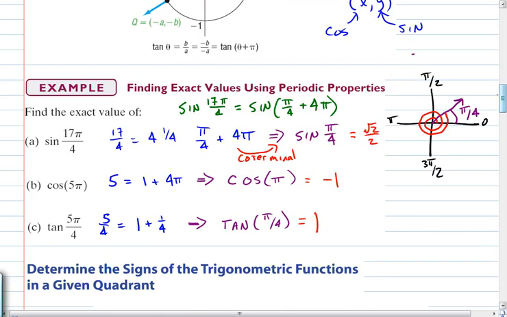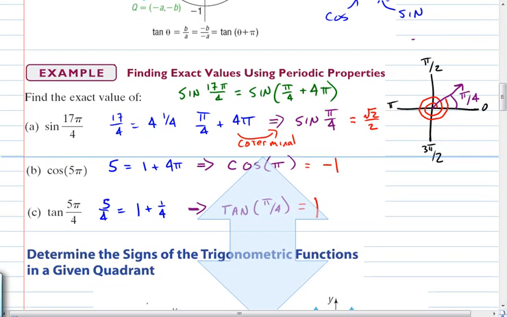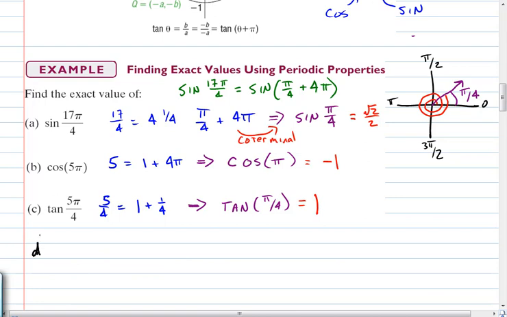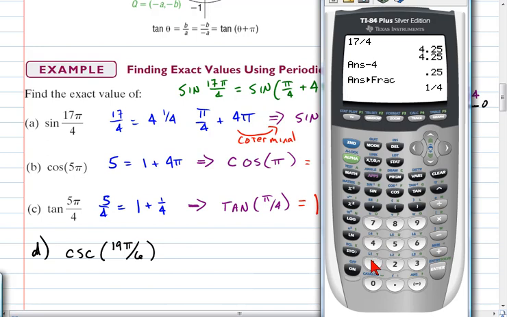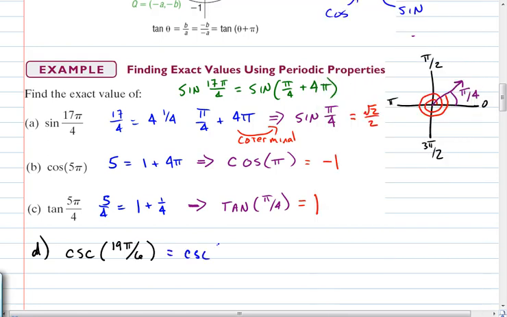Let me make one up, just to see if we've really got it. So we're going to call this one part B. What if I have cosecant 19 pi over 6? Well, on my calculator, I would take 19 and divide it by 6, and I get 3.1667. I want to know what that decimal part is as a fraction. So I'm looking at minus 3, the whole number, and I'm going to change that part to a fraction. So that's 1/6.